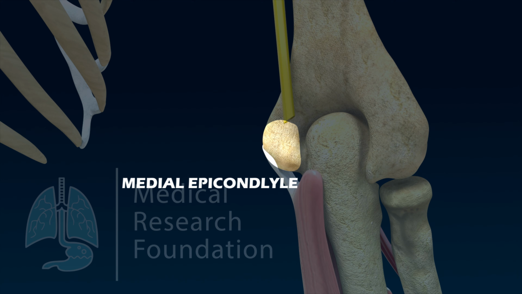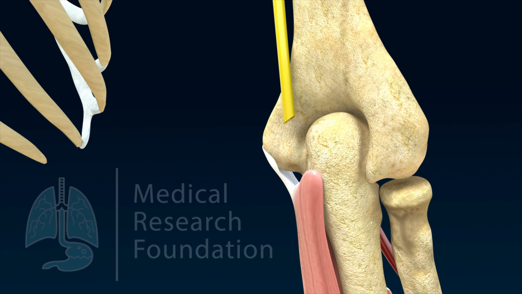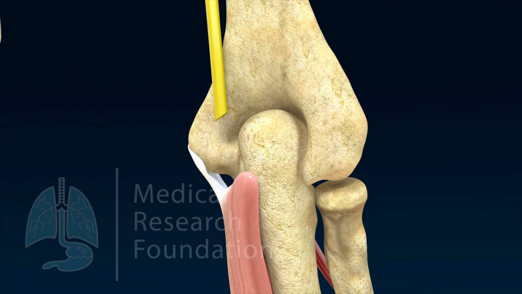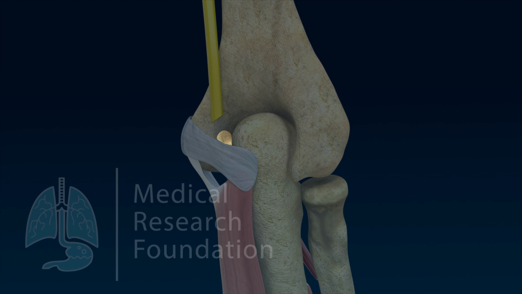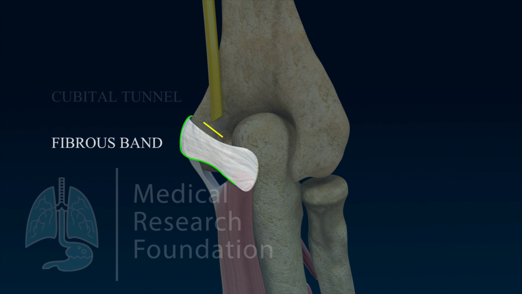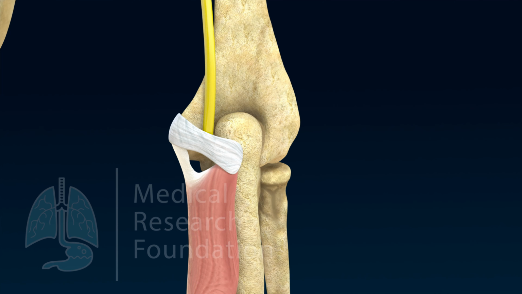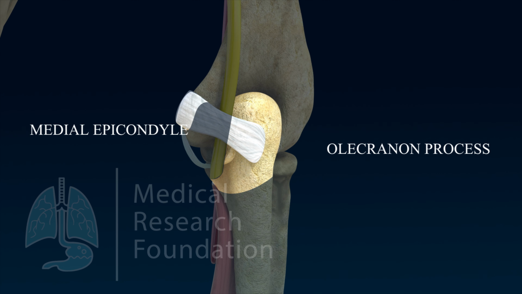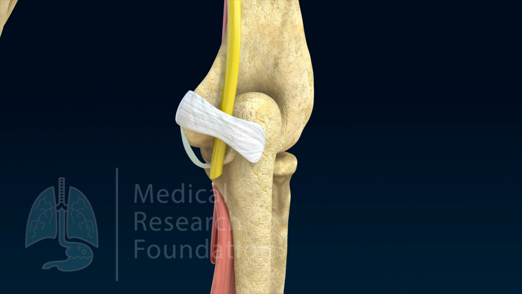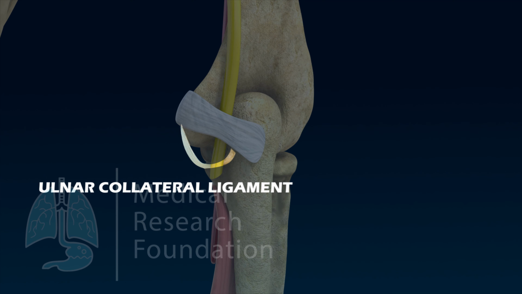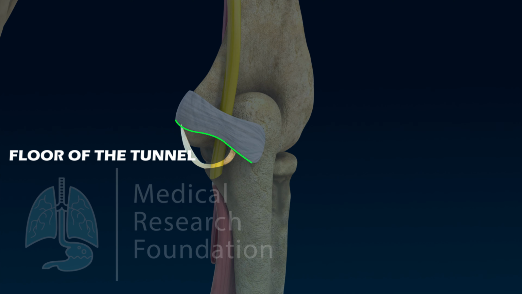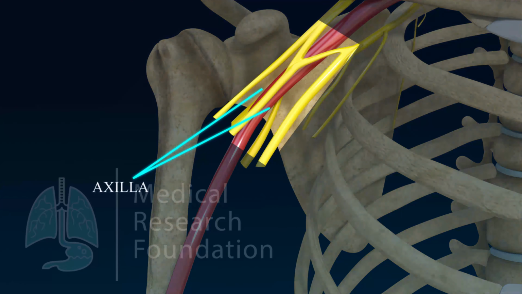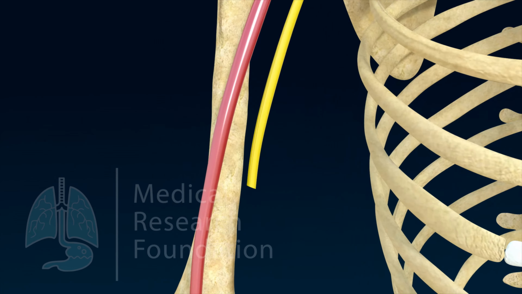On the back of medial epicondyle, it is lodged in a groove where it can be easily palpated. The groove is converted into a tunnel called cubital tunnel by a fibrous band extending between medial epicondyle and olecranon process. The ulnar nerve crosses the ulnar collateral ligament in the floor of the tunnel. The ulnar nerve does not give any branch in the axilla and in the arm.